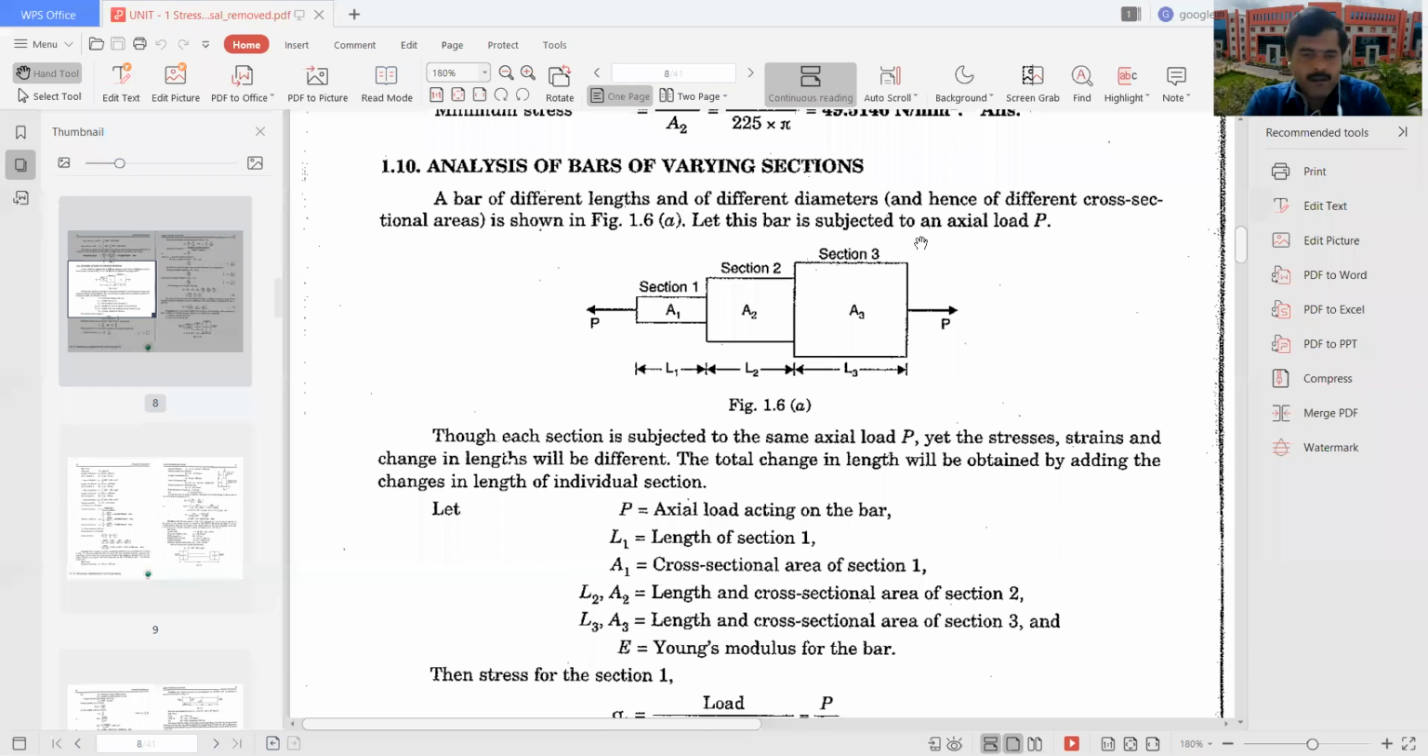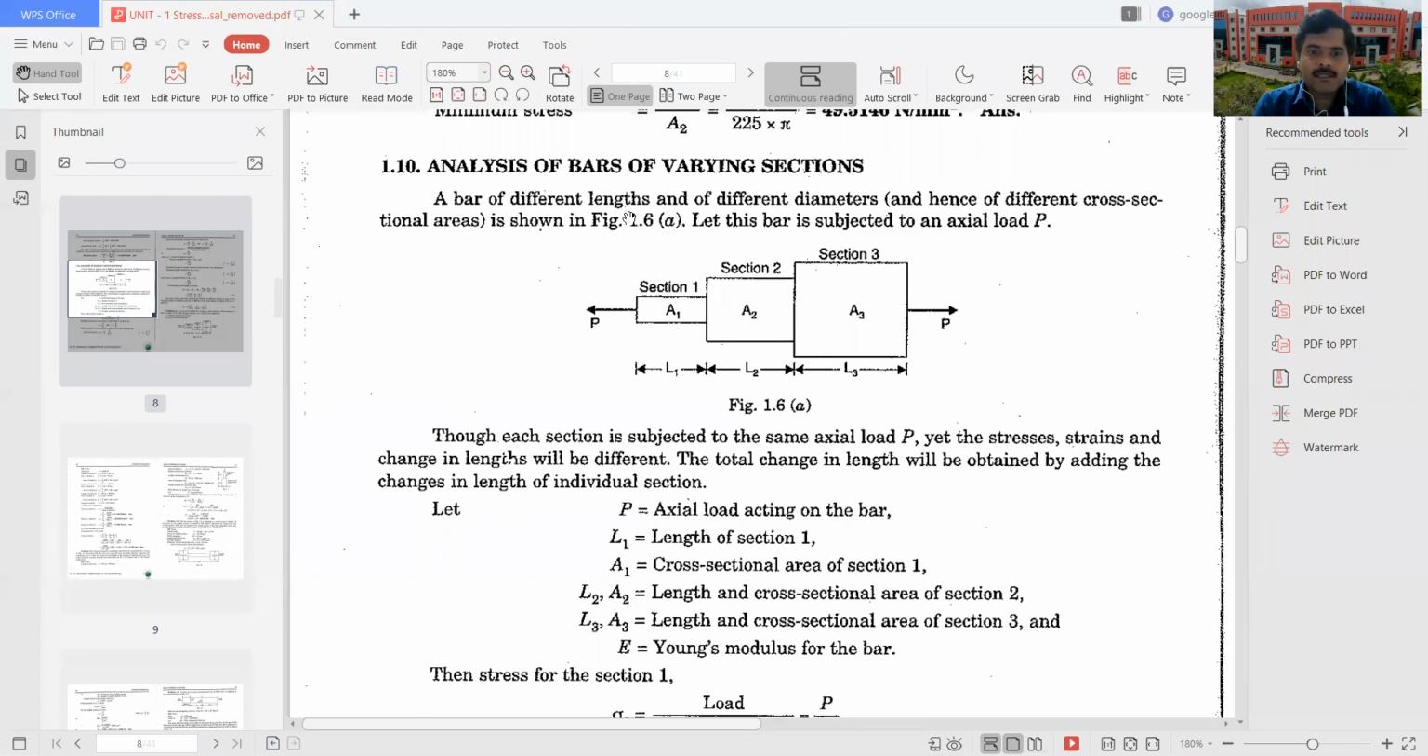Hi. Today we will discuss the subject Strength of Materials, Unit 1, Lecture 6, Analysis of bars of varying sections. So we will see the analysis of bars of varying section, how to derive the equation for the elongation, and then we can see a problem.